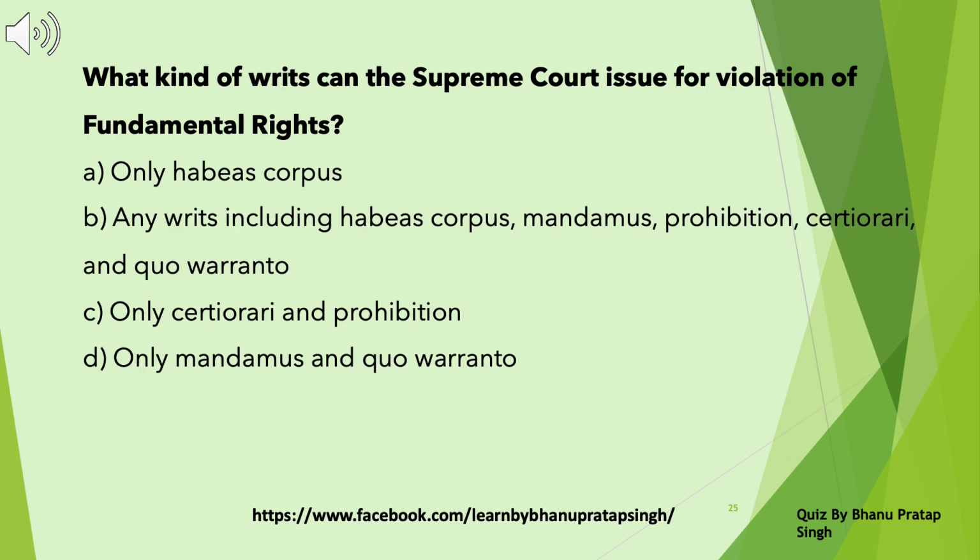What kind of writs can the Supreme Court issue for violation of fundamental rights? A. Only habeas corpus. B. Any writs including habeas corpus, mandamus, prohibition, certiorari, and quo warranto. C. Only certiorari and prohibition. D. Only mandamus and quo warranto. Choose the correct answer. Answer B. Any writs including habeas corpus, mandamus, prohibition, certiorari, and quo warranto.